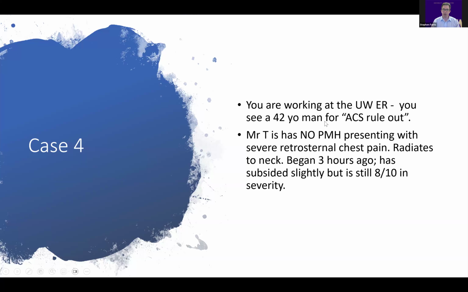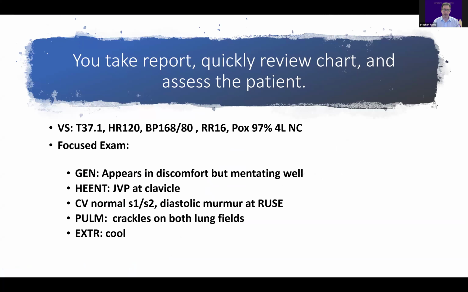So now you're in the UW, you're in your ER rotation, okay? The 42-year-old, okay? On the board, it says ACS rule out. So your attending tells you to go see the person, okay? There's no past medical history, but they have severe retrosternal chest pain. It's radiating. It began 3 hours ago, but it's still really unrelenting, okay? Those are concerning symptoms, right?